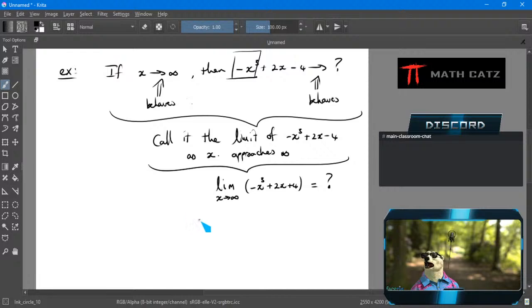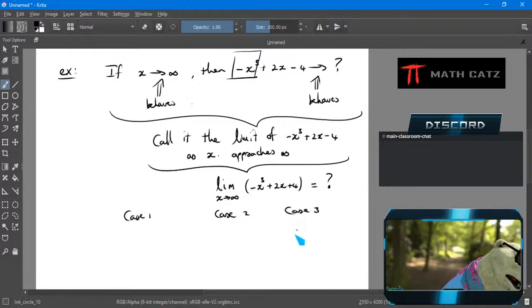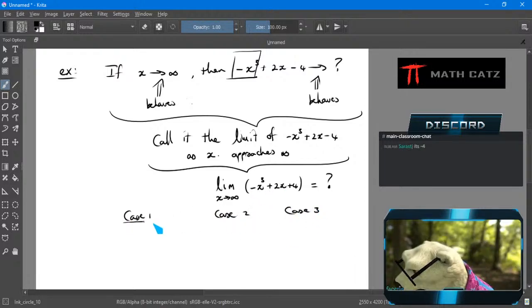So there are three cases. Let's say here, case 1, case 2, and case 3. And we're going to do examples and see what the answer could look like.